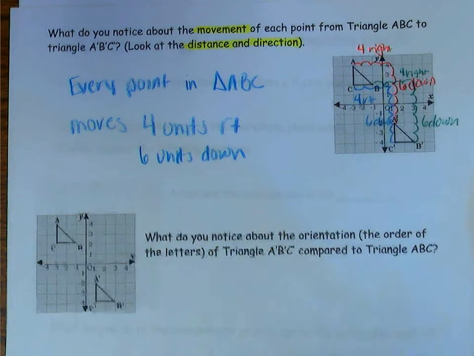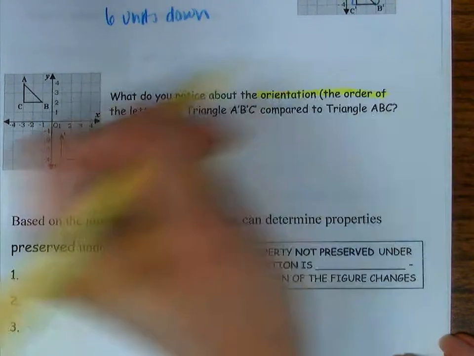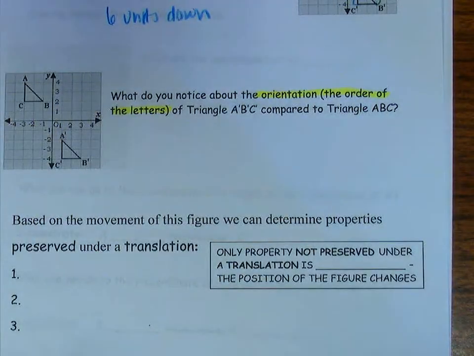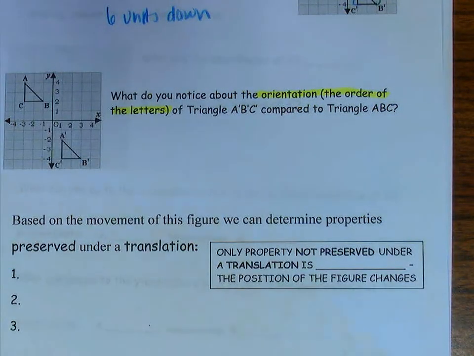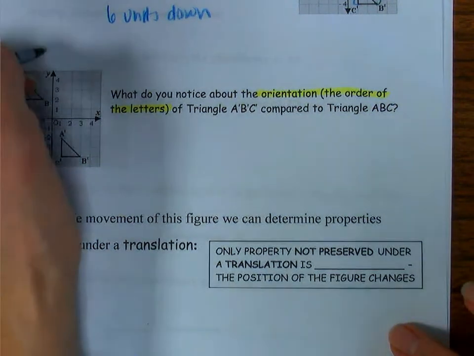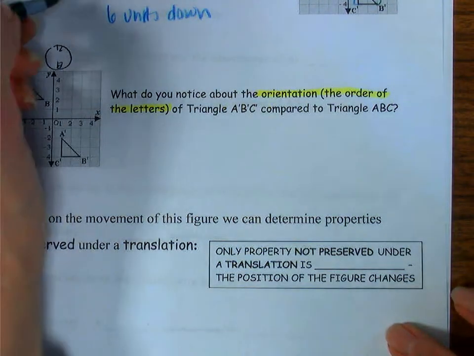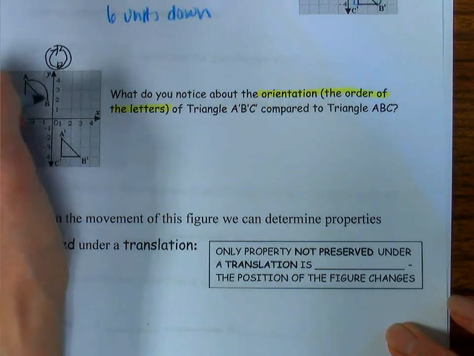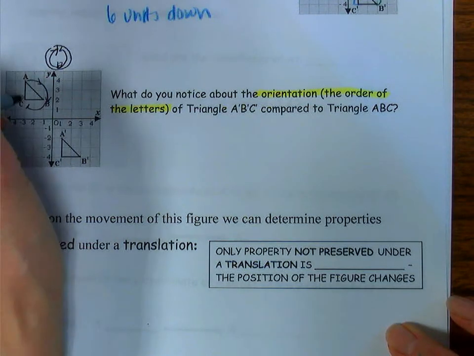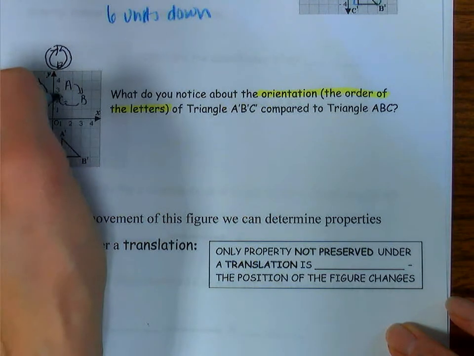So finally, we're going to take a look at the orientation. And orientation means the order of the letters. So we're going to compare triangle A prime, B prime, C prime, the image, to the original triangle ABC. What we mean about the orientation is that if you think of a clock, we're moving clockwise around the clock. So we're going to do the same thing here. We move from A to B, B to C, and then C to A.